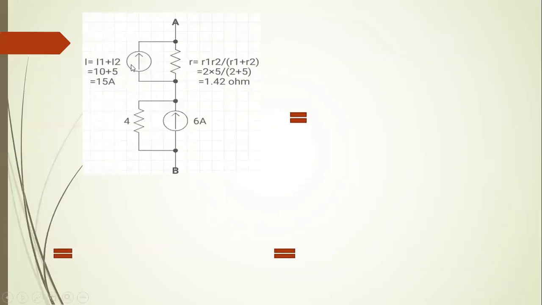Hence I is equal to I1 plus I2, 10 plus 5, which is nothing but 15 amps, and the two resistances are in parallel with it. Hence R1 R2 divided by R1 plus R2, 2 into 5 divided by 2 plus 5. So the resultant is 1.42 ohms. And the below part, just reconnecting like that, same thing.